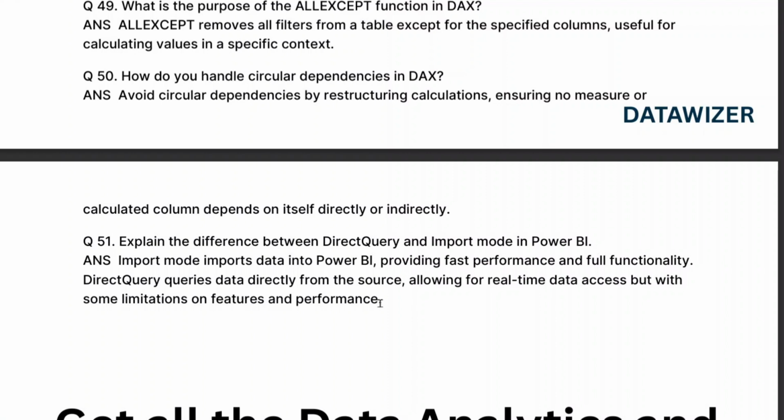For example, if you use a DAX measure and you are using DirectQuery, that data will come when that query is executed. For example, if you want to display total sales and you are connecting your data source by using DirectQuery mode, it will be updated when you open the report. Until then it will not query the data source. So this allows for real-time data access, but it will have some limitations on features and performance.